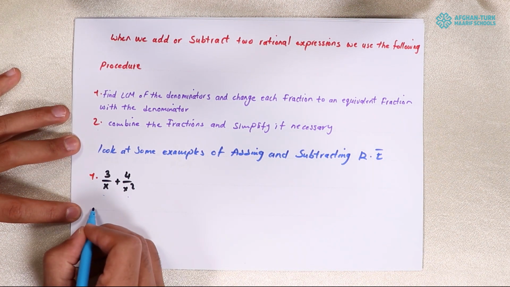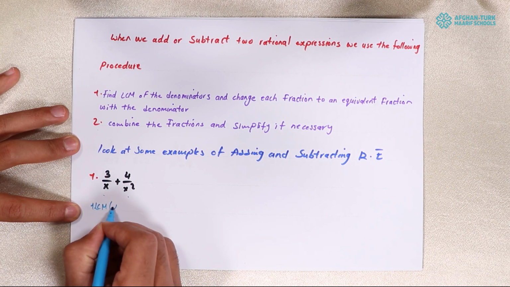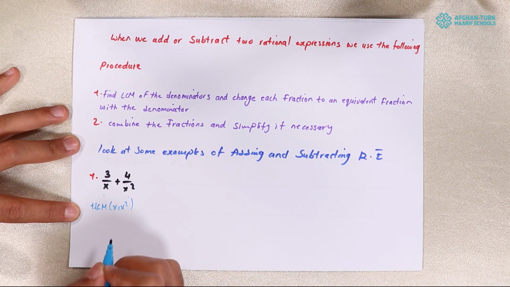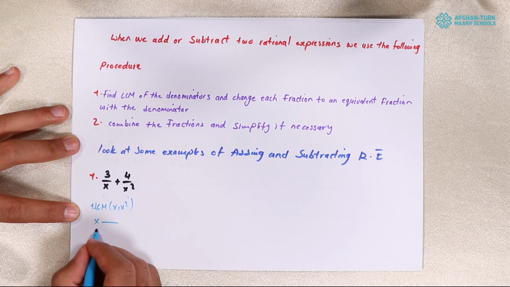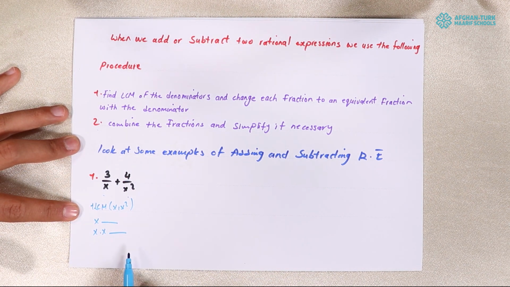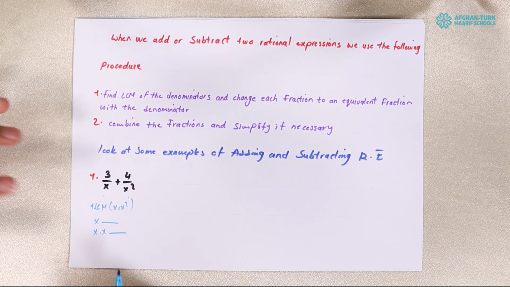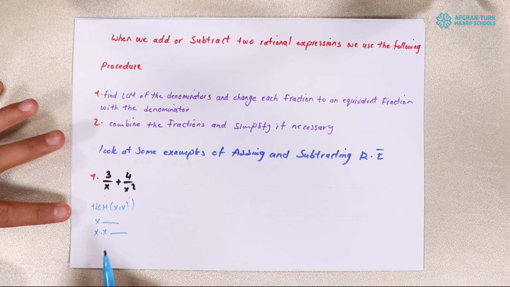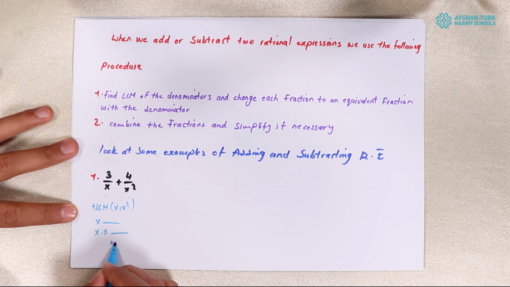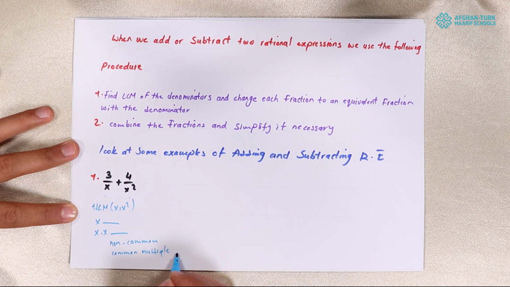First of all, finding the LCM. LCM of what? x and x squared. How can we find the LCM of x and x squared? We said in the previous lesson that in order to find the LCM of two numbers or two polynomial expressions, we have to take the non-common and the common factors, multiplied, with the highest power.